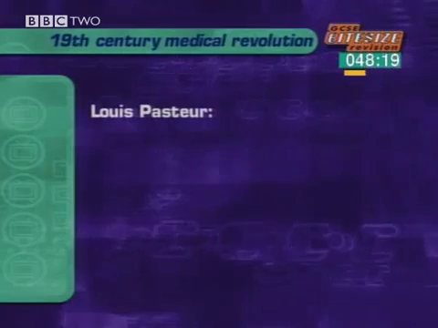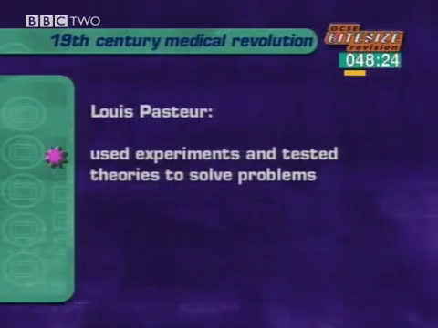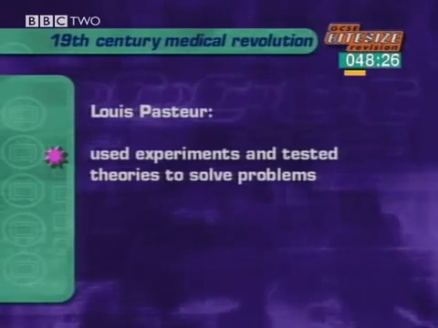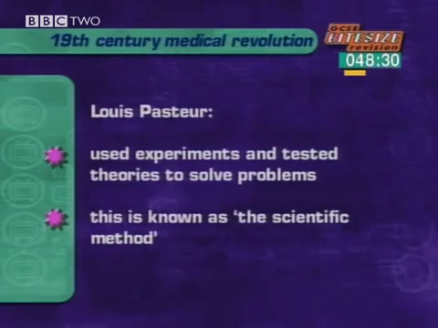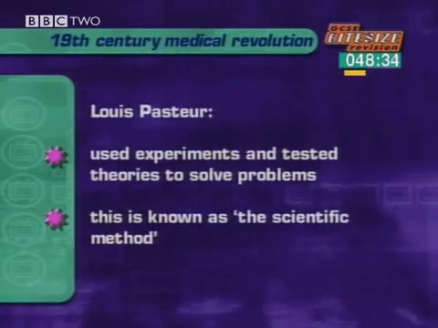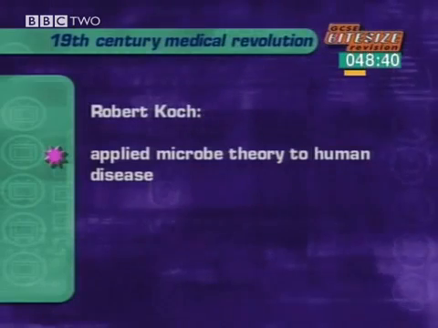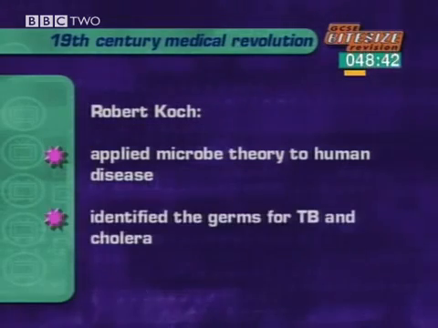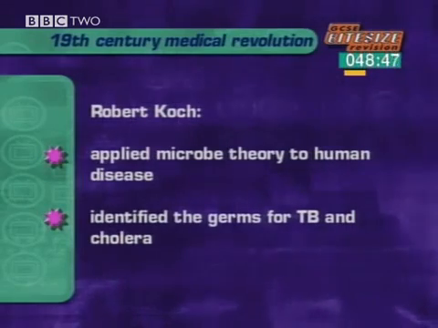Pasteur set himself a problem, conducted experiments to find a solution, evolved a theory to explain what was happening, and finally conducted tests to prove or disprove the theory. This is known as the scientific method. Pasteur didn't apply his theory of microbes to human disease, but a German physician called Robert Koch did. During the 1860s, Koch identified the germs for 2 of the most lethal diseases of the time, TB and cholera.